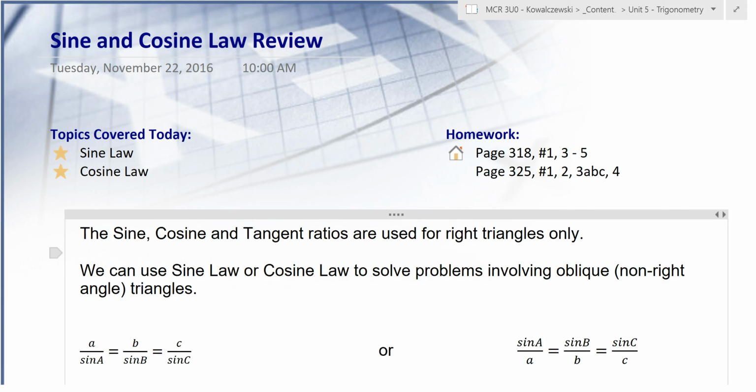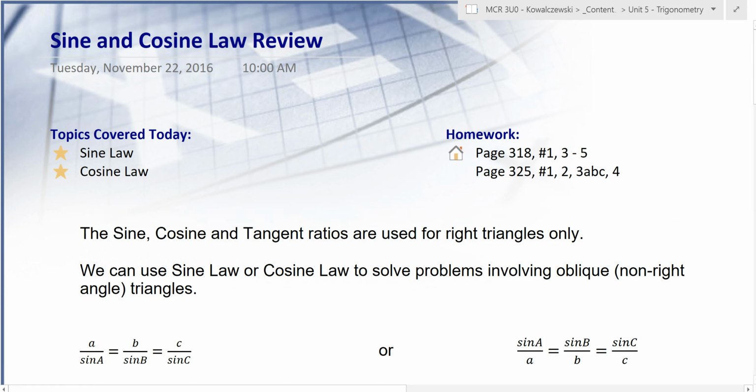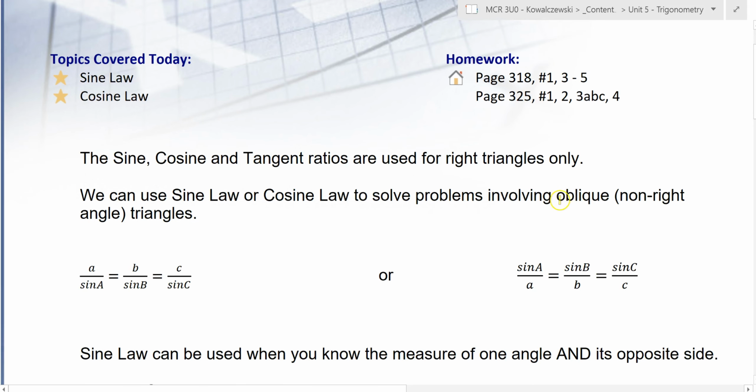Let's look at sine law and cosine law review. First thing, the sine, cosine, and tangent ratios are used for right triangles only. So we won't be using just those ratios. If we have what we call oblique triangles, which are triangles that do not have a right angle, then we can use the sine or cosine law.